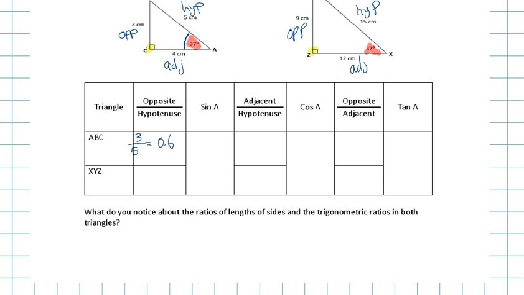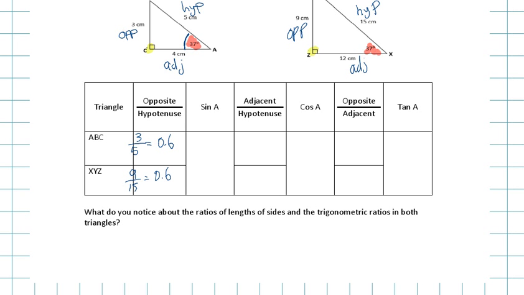Okay. Now in angle XYZ, you're going to have to find the opposite over the hypotenuse. So what's the opposite and what's the hypotenuse? It's 9 over 15. And what's 9 over 15? 0.6.